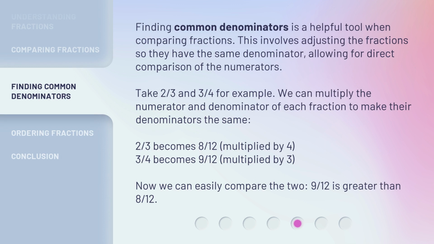Finding common denominators is a helpful tool when comparing fractions. This involves adjusting the fractions so they have the same denominator, allowing for direct comparison of the numerators. Take 2/3 and 3/4 for example. We can multiply the numerator and denominator of each fraction to make their denominators the same. 2/3 becomes 8/12, multiplied by 4. 3/4 becomes 9/12, multiplied by 3. Now we can easily compare the two. 9/12 is greater than 8/12.